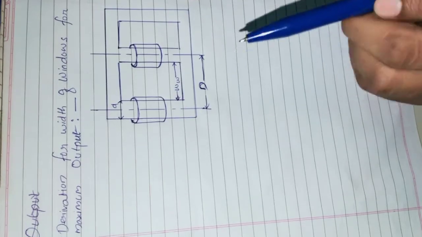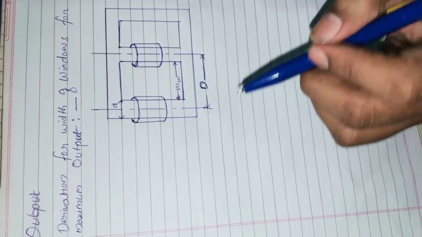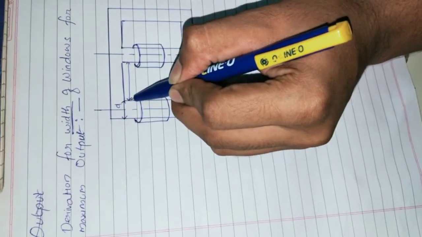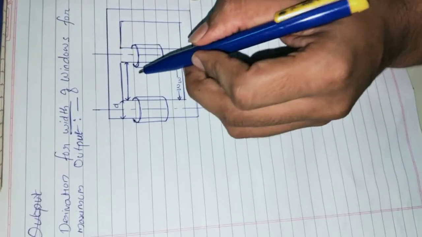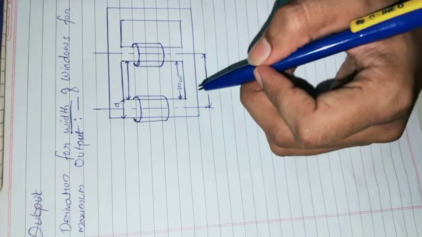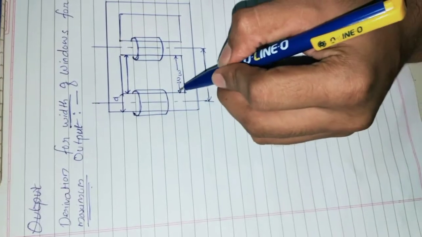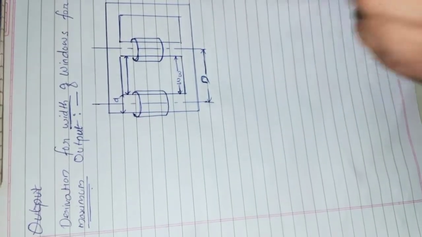So what is our today's task? Our today's task is to find the width. That means this portion we have to find how much it should be. What should the width be so that the output of the transformer will be maximum? So for maximum output, what should be the width of window? That is our today's target.